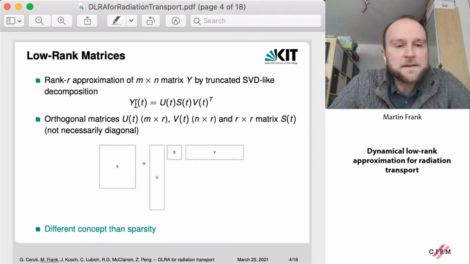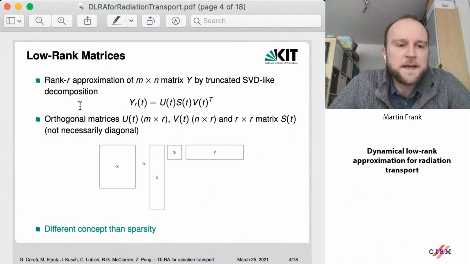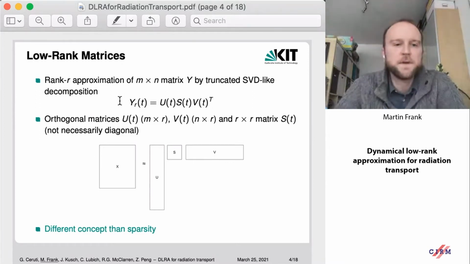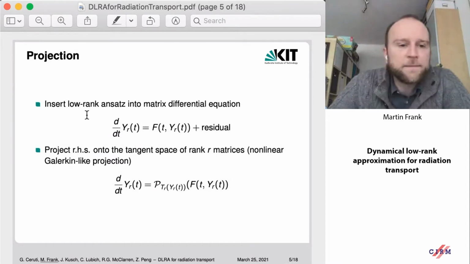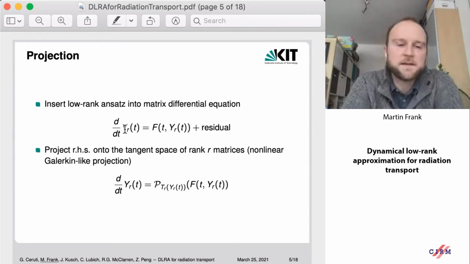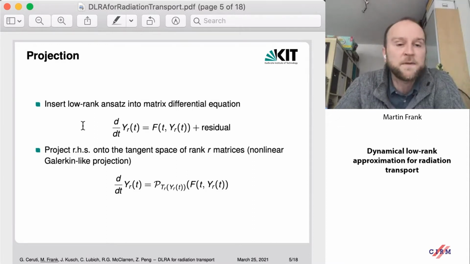All right, so that's the definition of a rank R matrix, and the idea is that we want to approximate this matrix from our discretization just by a lower rank matrix, right? By a rank R approximation. And so that's what we do, right? I view this as an ansatz, right? I basically say I assume my solution is of low rank, which means it has this SVD-like decomposition, and I insert it into the equation, into my abstract ordinary differential equation for the matrix that I have.